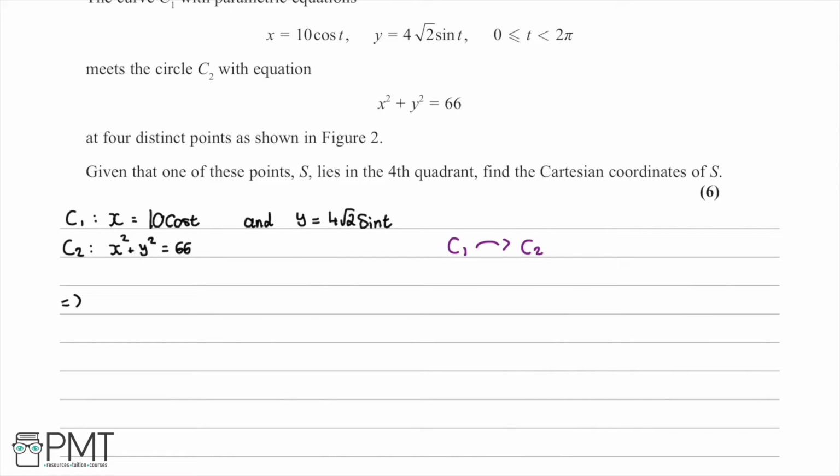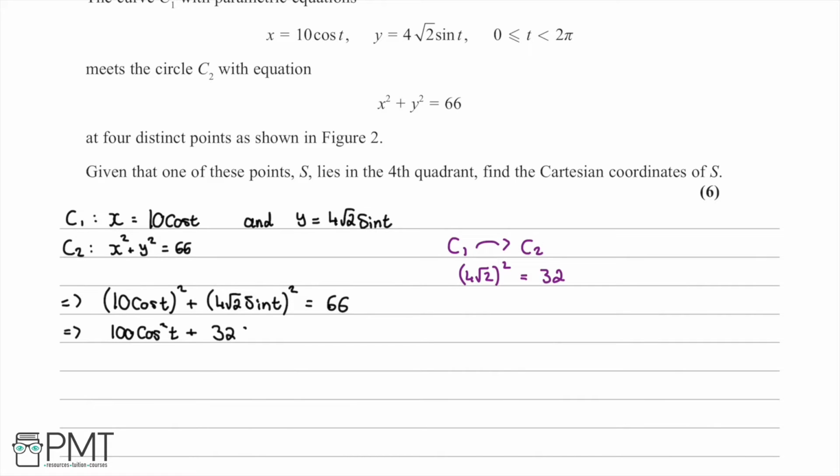So this will give us 10 cos of t all squared plus 4 root 2 sine of t, and then we square all of that, and that's going to be equal to 66. And then squaring this, we'll have 10 squared, which is 100 cos squared t. And then we know over here that 4 root 2 squared is equal to 32. So therefore we'll have plus 32 sine squared t. And this still is equal to 66. So now we want to solve this equation for t.